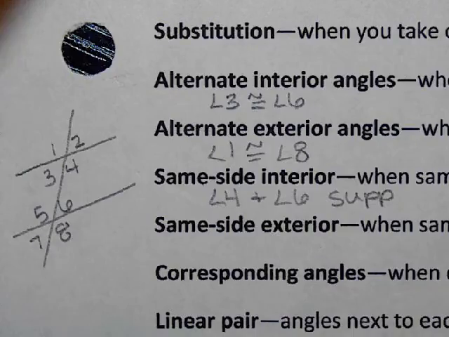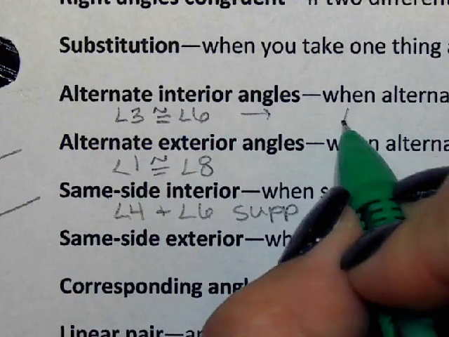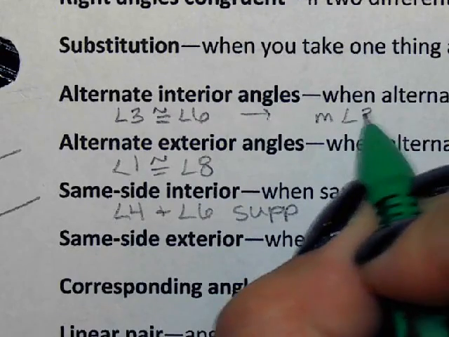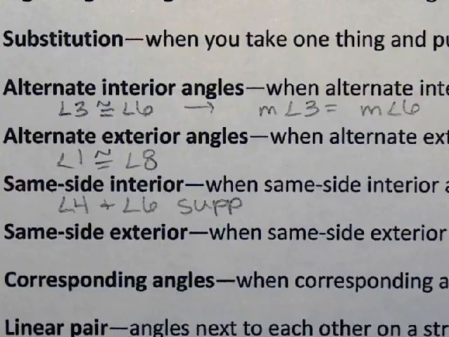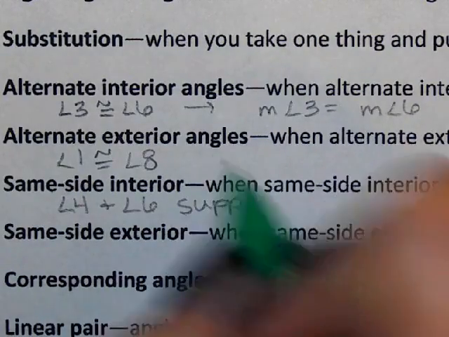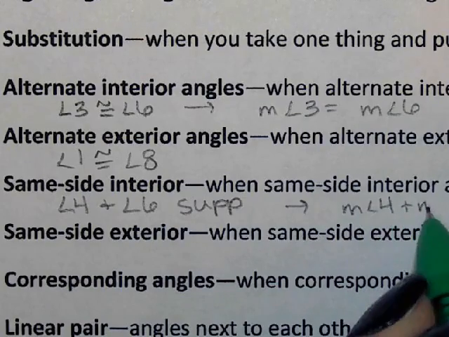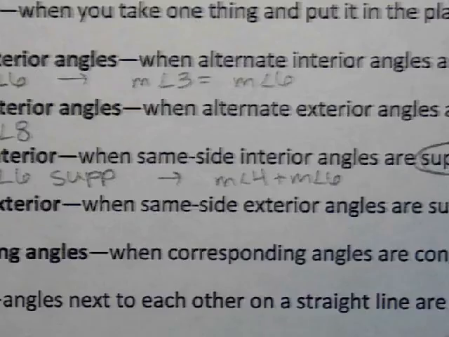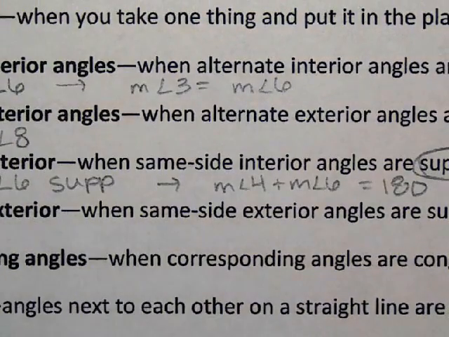And yeah, you could actually put this here too, because we know when we solve them, we could say measure of angle 3 equals measure of angle 6. That's what that means. This means that measure of angle 4 plus measure of angle 6 equals 180. That's what supplementary means. Okay.